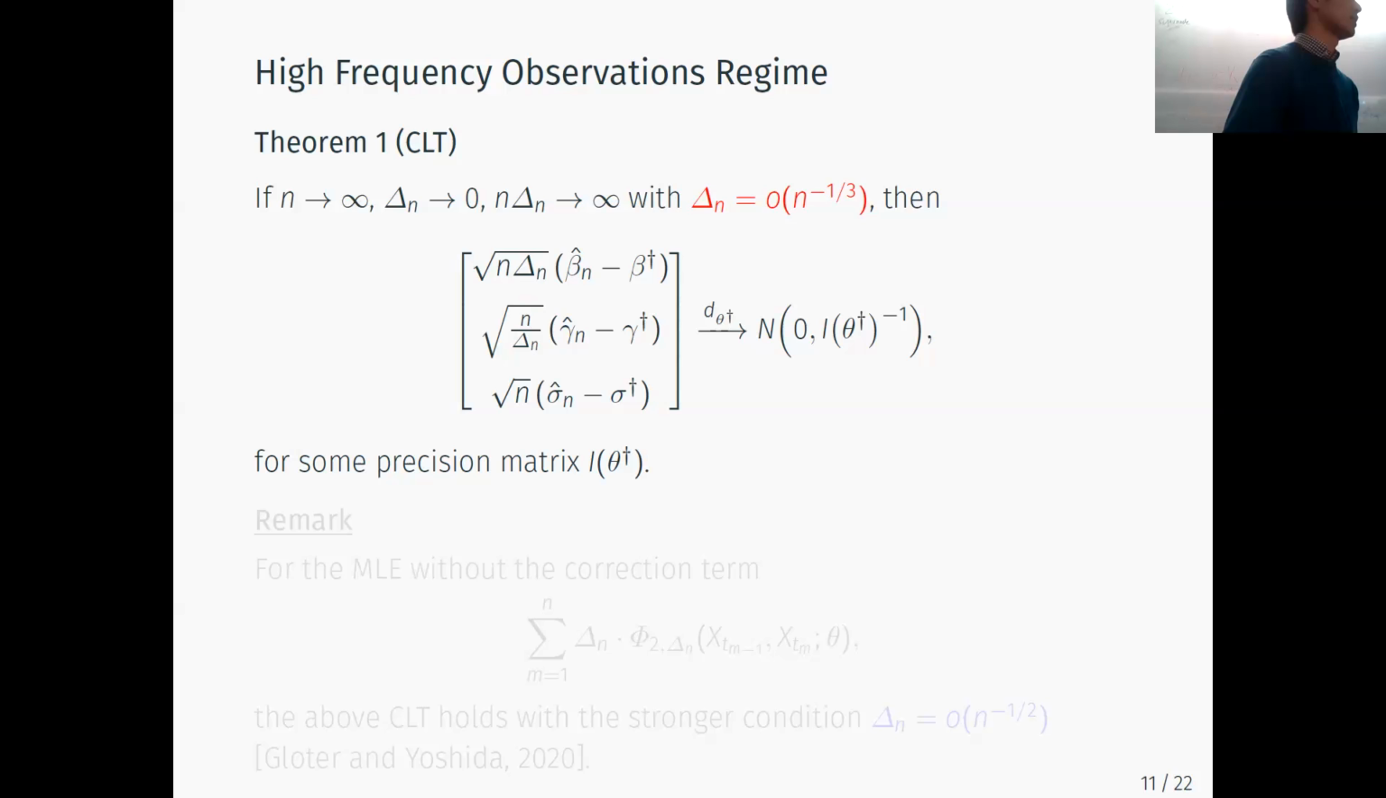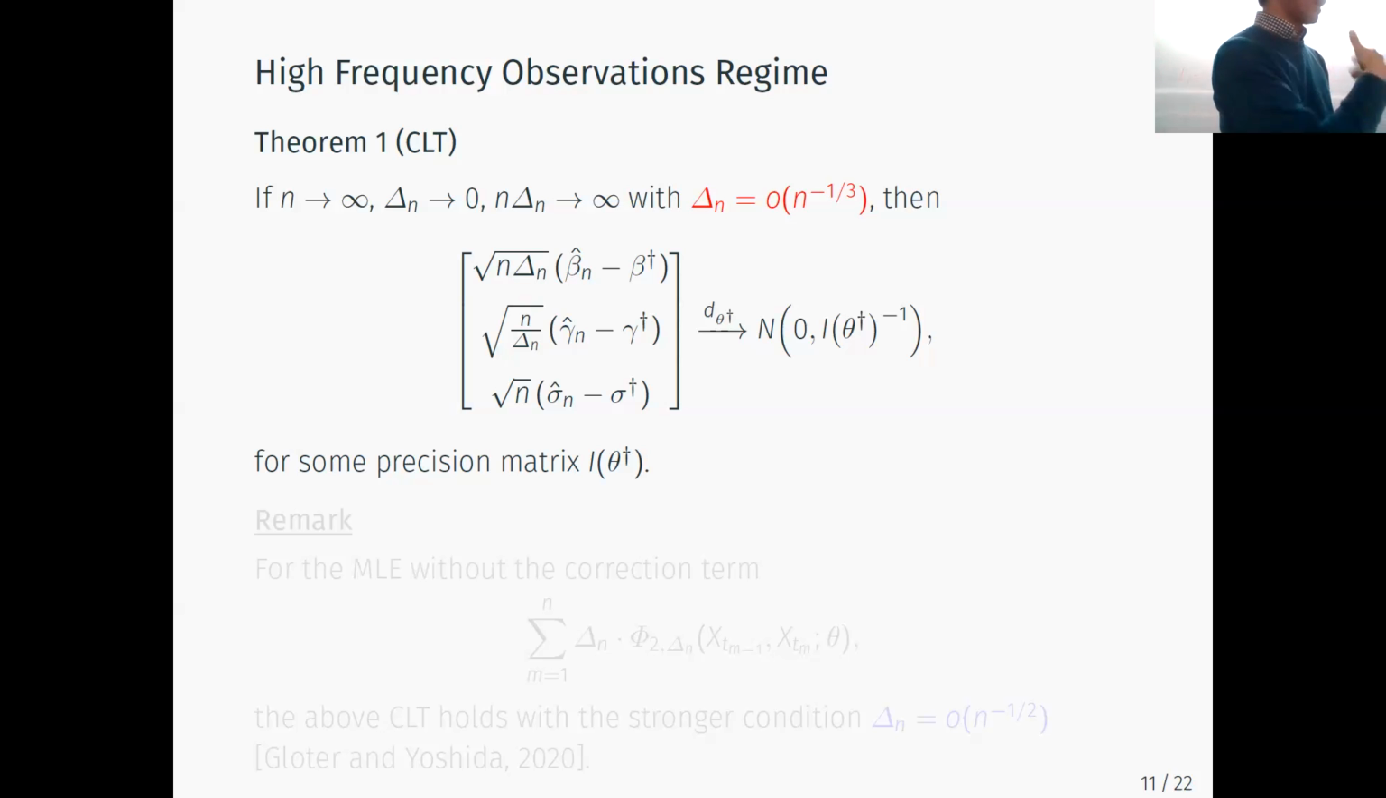which means the distribution of the left-hand side converges to the normal distribution with some precision matrix I. So let's see this result, and let's consider what it tells us. Maybe you will find that in front of the sigma, beta, gamma, sigma star is the true value of the parameter. And for instance, in the third one, the sigma, you will find the square root n in front of sigma n hat minus sigma star.